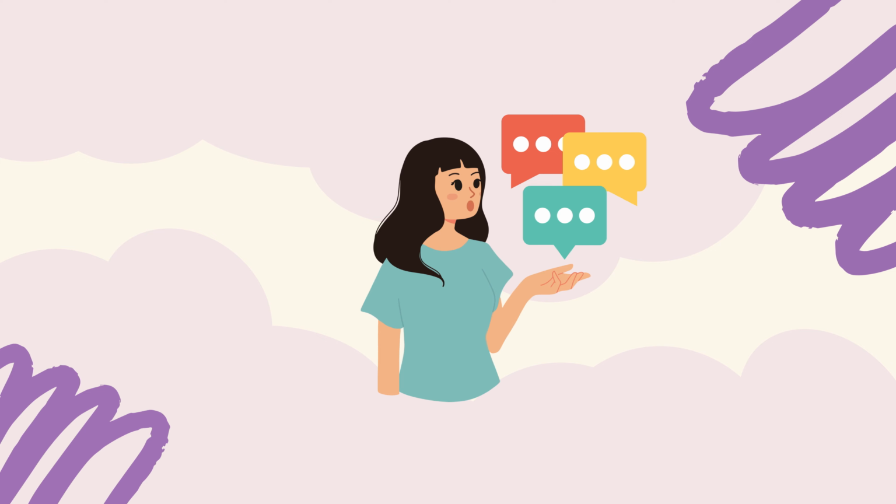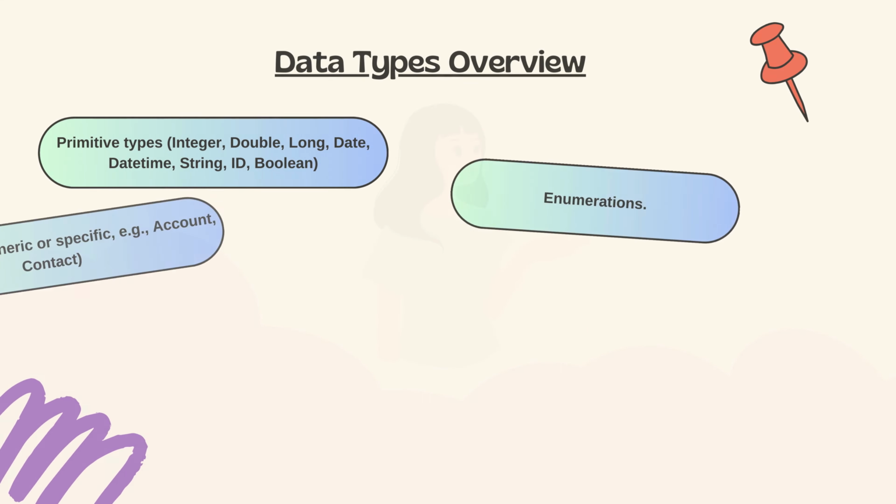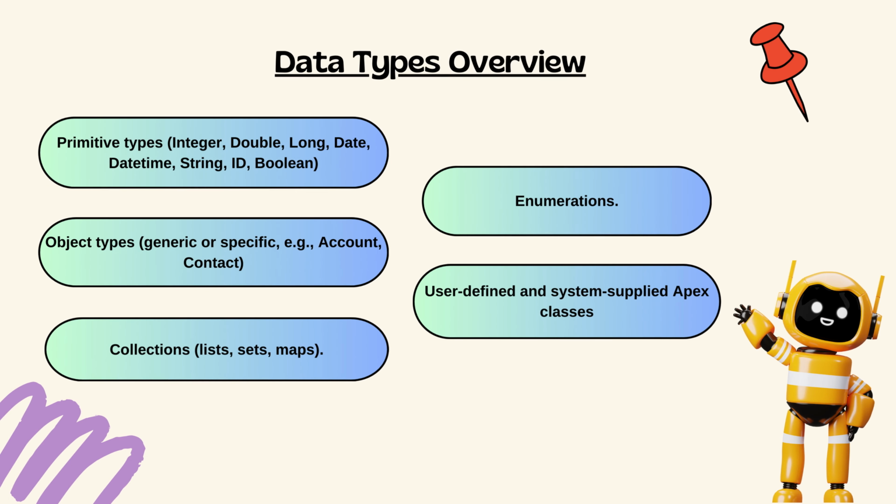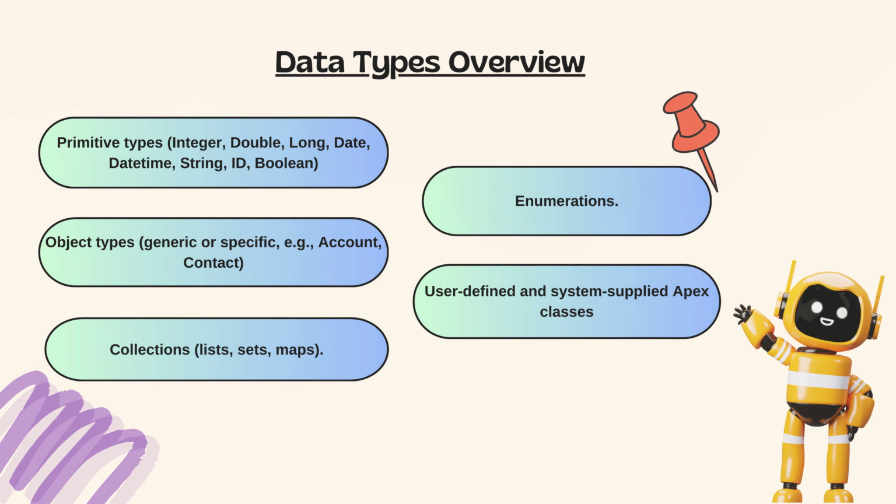Wondering where to develop and debug Apex? You can use the Salesforce extensions for Visual Studio Code on your computer or the developer console in the browser. Now let's talk about data types. Apex supports various data types, including primitives like integer, double, and string. It also has a unique data type, object, representing Salesforce objects. Collections like lists, sets, and maps are also supported, along with user-defined and system-supplied Apex classes.